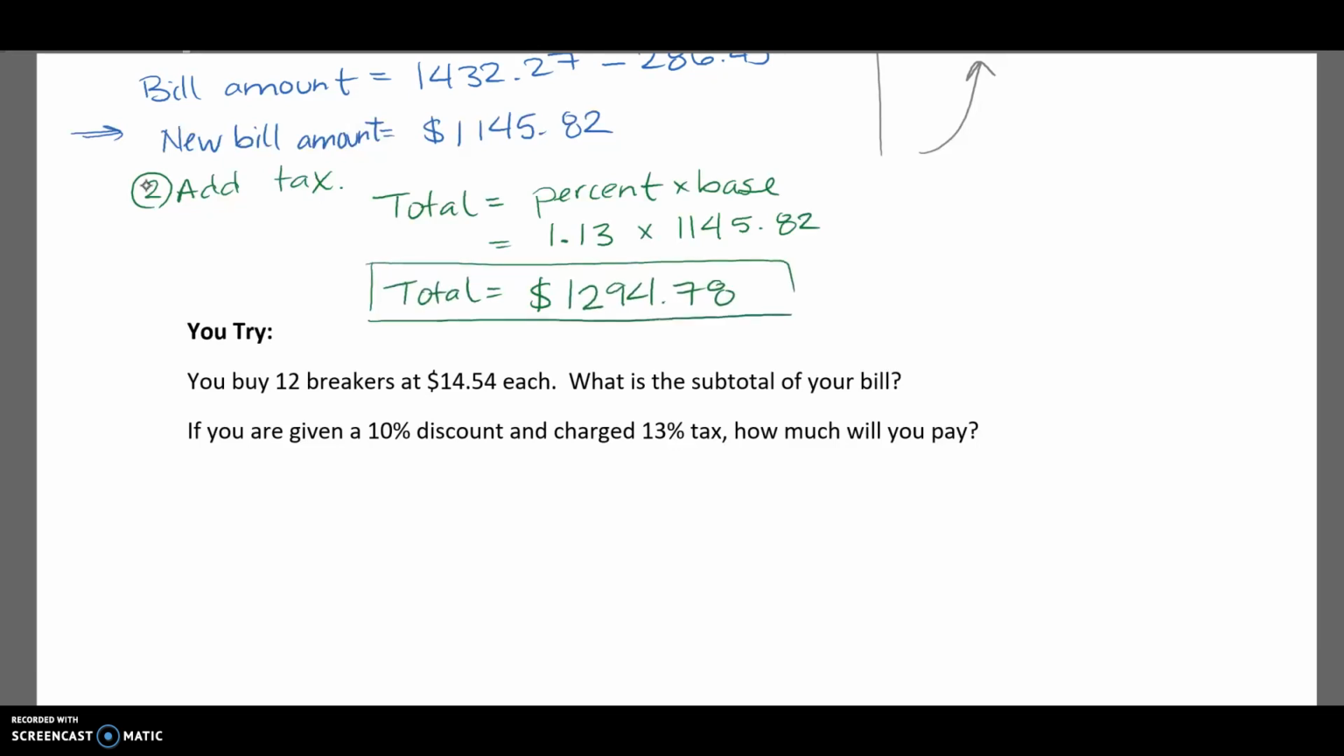Use the method you're most comfortable with and try and solve the question below. You're buying 12 breakers that cost $14.54 each. So first you need to calculate the subtotal of your bill. Then this time you're given a 10% discount and then adding 13% tax. Use all that information to figure out your final bill amount. Pause the video and then check your solution.